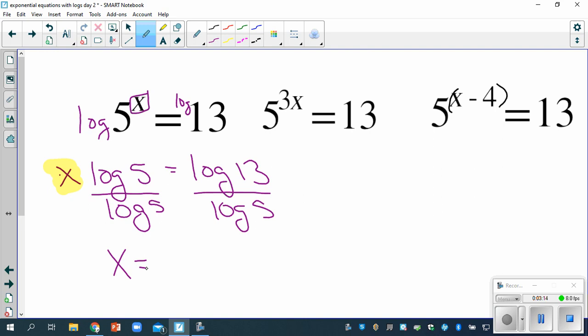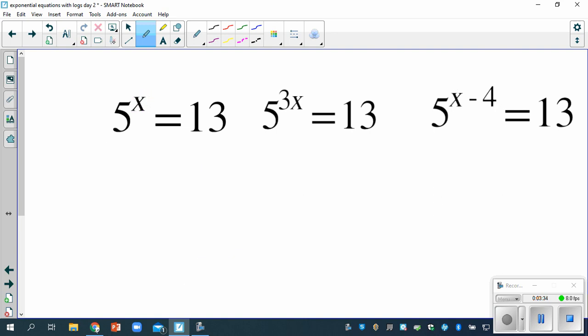Okay. So here's what I got. I got x equals 1.59. 1.59. Can I see a wiggle of fingers if you got that? Woo! So nice. Such pretty faces. Okay, let's try the next one. A little bit trickier, not too bad.